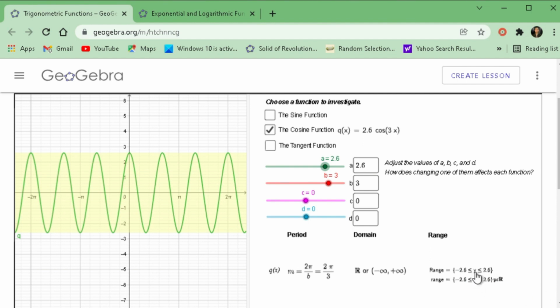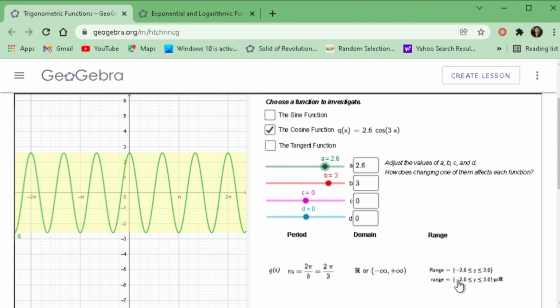So ganun yung pagbasa ng ganyan, ng inequality na tatlo. We start with the middle one, y is less than or equal to 2.6 but greater than or equal to negative 2.6. Hindi yung negative 2.6 less than or equal to y less than or equal to 2.6. It doesn't mean anything.